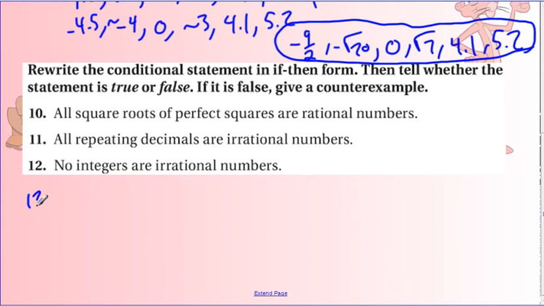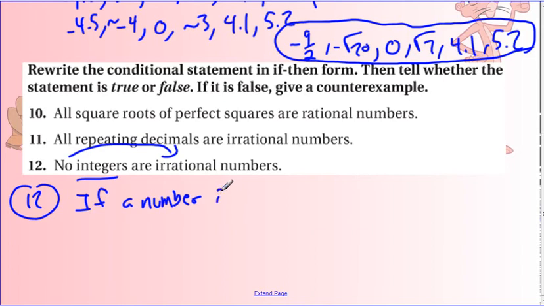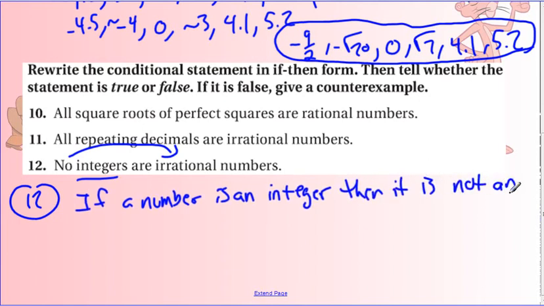Last problem of the day, number 12. No integers are irrational numbers. So if this, then not that. If a number is an integer, then it is not an irrational number.